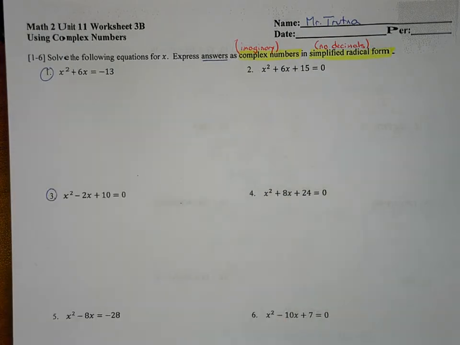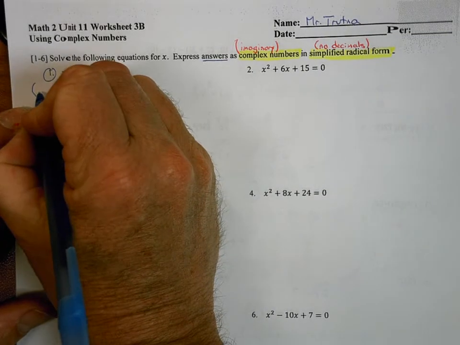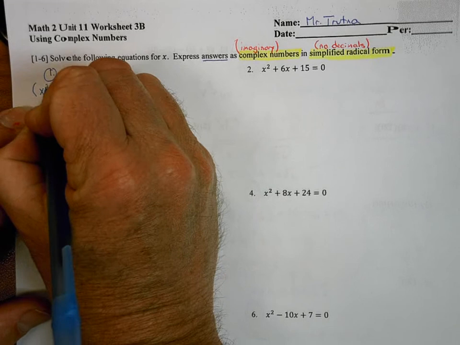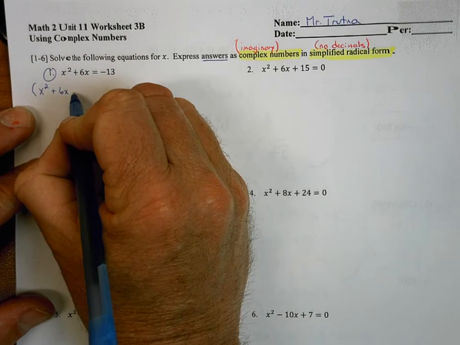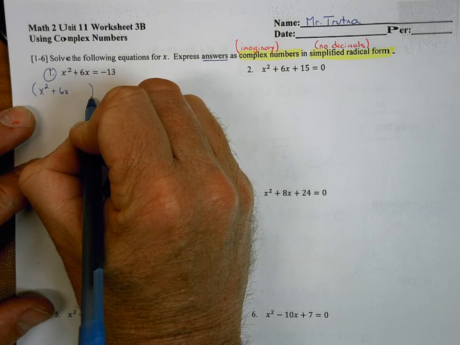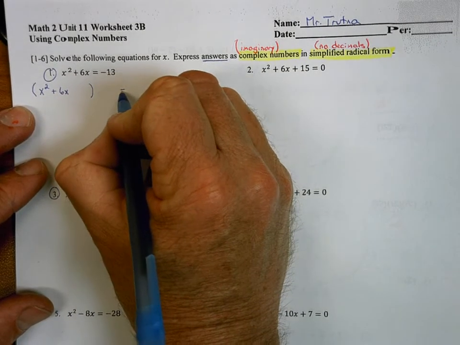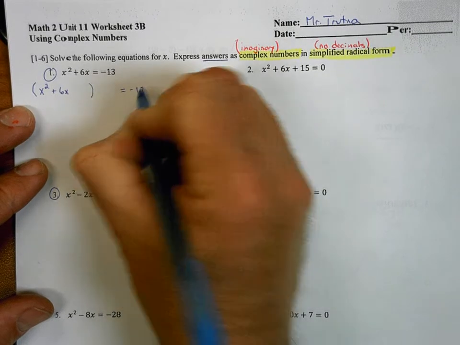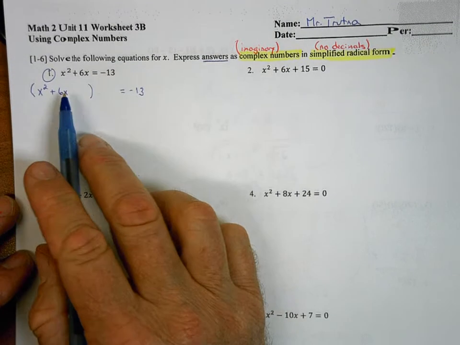So number 1, x squared plus 6x is equal to negative 13. Here's how we're going to do it. We're going to put a parentheses. We're going to put the x squared part, and we're going to put the plus 6x part inside the parentheses. We're going to leave a gap, and then we're going to close the parentheses. Then we're going to leave a space after the parentheses, and then we're going to write equals negative 13. So what we're doing is we're going to use a process called completing the square.